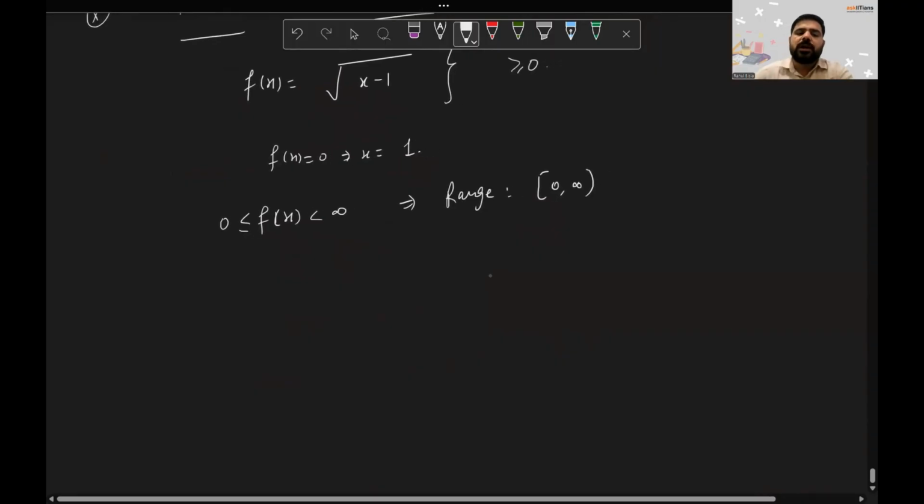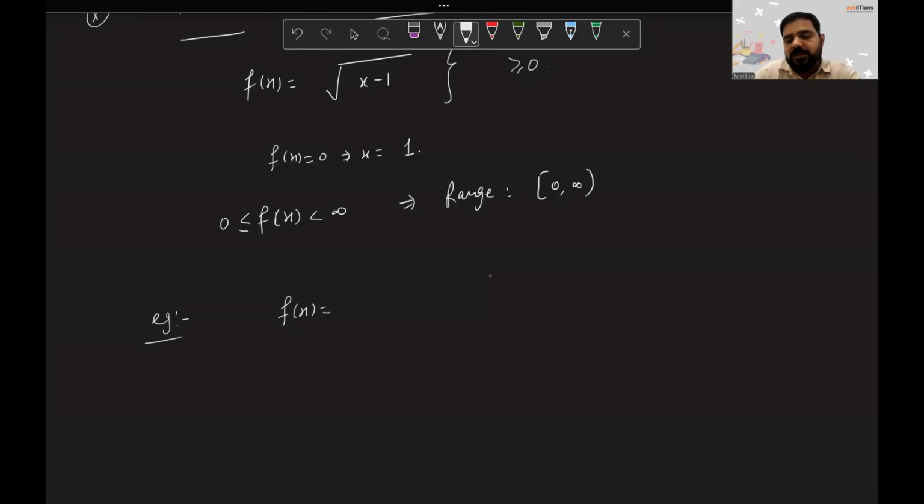Right? Now, similarly, we'll look at another example. Let's say we were having f of x as, instead of root of x minus 1, root of 1 minus x. One thing very sure, we know that x has to be greater than or equal to 0. Another thing, this time 1 minus x has to be greater than or equal to 0. This will mean that x has to be less than or equal to 1.